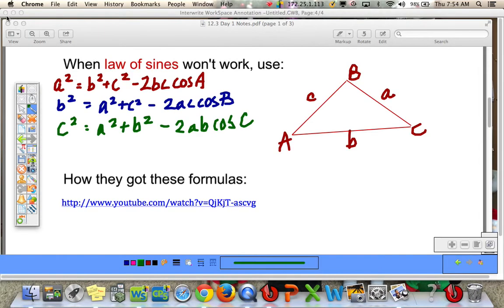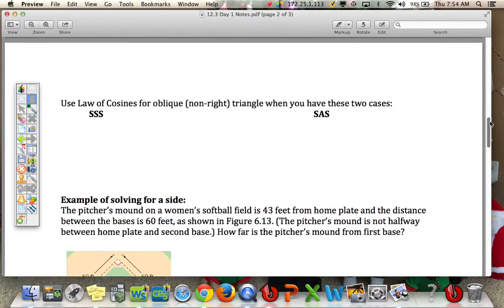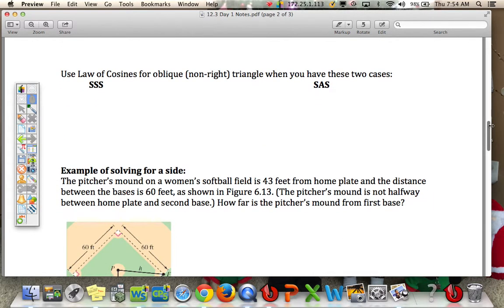Okay, so there's just a brief intro on how they got the formula. So the rest of the podcast, we're just going to take a look at examples of that.